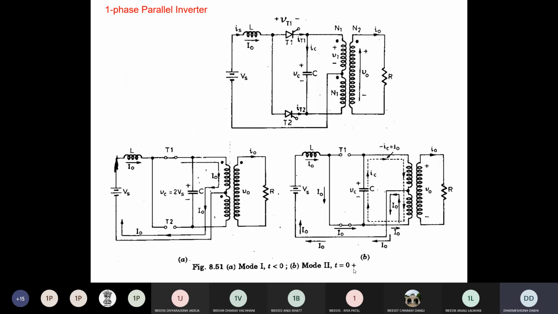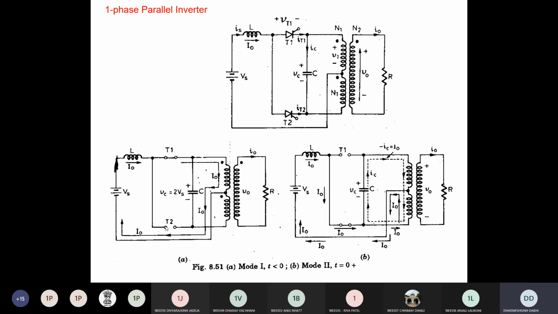t is equal to 0 plus instant. It means just after t is equal to 0, when you turn on the thyristor T2. So you can see that this is the thyristor T2. You close it. At this time, as you know, the capacitor is fully charged with 2 Vs. Now what will happen? When T2 is fired, current is flowing from the supply into the thyristor T2, the lower half of the primary winding, and then negative. Why is your T1 off here? That is off because of this capacitor. As you see, the capacitor is fully charged with 2 Vs, upper plate positive, lower plate negative.